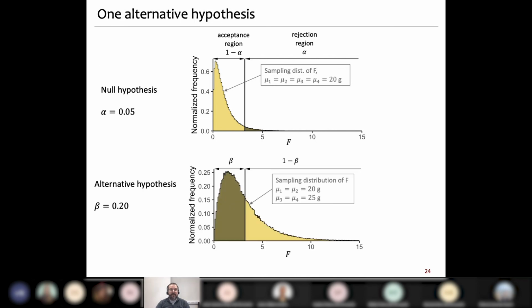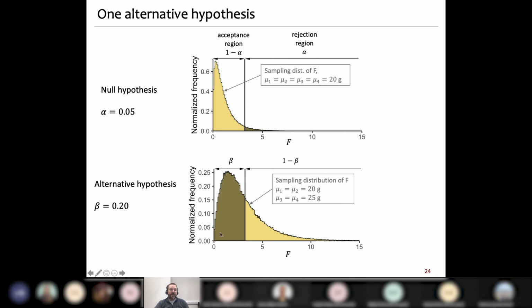Then we consider an alternative hypothesis. The null hypothesis is where all means of all 4 samples are equal, let's say 20 grams. Here I pick one particular completely arbitrary alternative hypothesis where samples 1 and 2 have the mean of 20 grams and samples 3 and 4 come from a population of 25 grams.